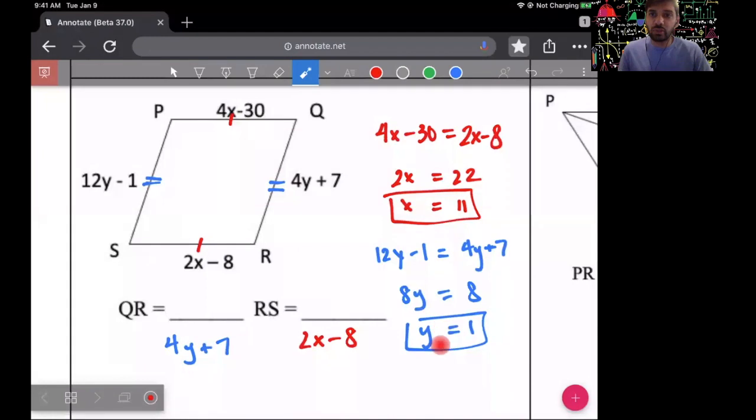Okay, so now that we've solved for both x and y, we need to plug them back into QR and RS. So here's QR, it's 4y plus 7. And we said y is equal to 1. So 4 times 1 is 4, plus 7 is 11. So QR is going to be 11. Then we have RS. RS is 2x minus 8. And we said x is 11. So 2 times 11 is just 22. 22 minus 8, which is going to be 14. And there's QR and RS.